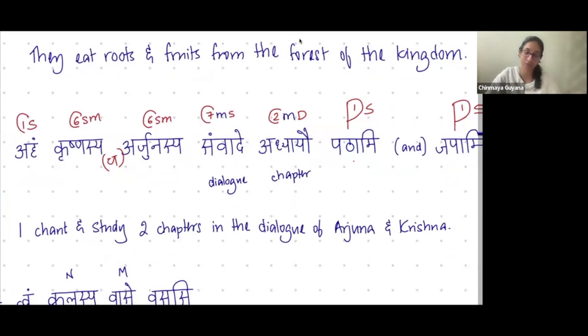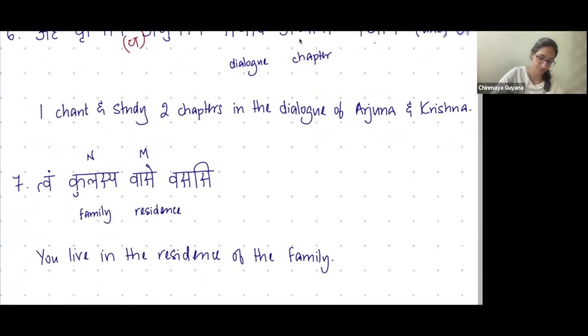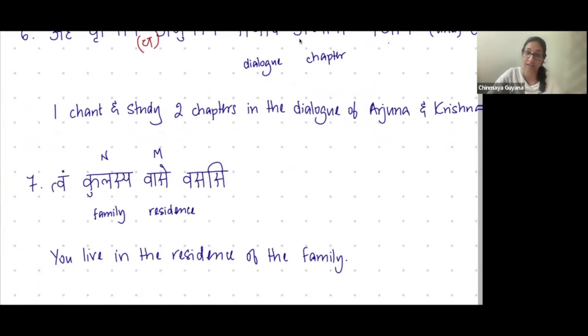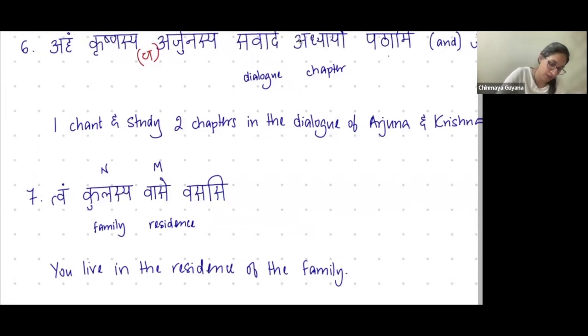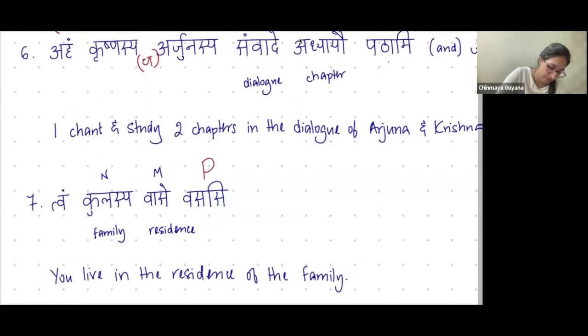I chant and study 2 chapters in the dialogue of Krishna and Arjuna. Next sentence. Tvam kulasya vase vasasi. What is our verb? Question number 1. Vasasi. This ending, vasasi, is 2nd person singular. You get that information from the conjugation table. So now I am looking for a subject that is second person, meaning you, and I'm looking for it singular. So that will be tvam.